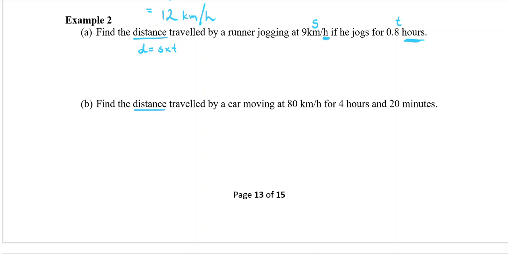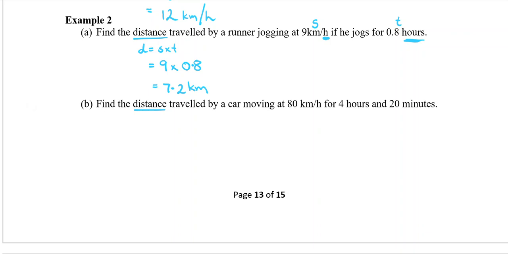And just a tip, in B they're not going to match, so I'm going to have to fix them up. But in this one they do, they're both in hours, so I can put those numbers straight into my formula. The speed is 9 times the time, which is 0.8. 9 times 0.8 is 7.2 kilometres. Not kilometres per hour, this is just a distance, and the distance is just the kilometres part.